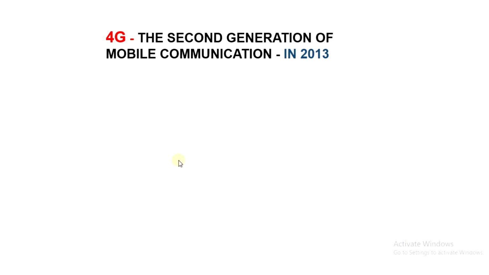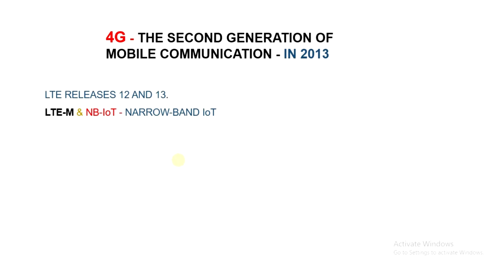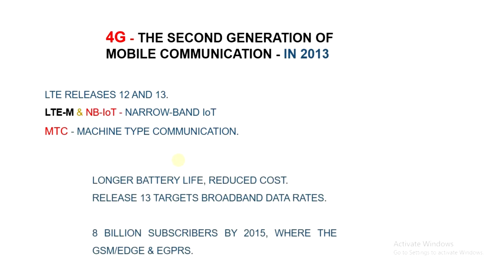Several features for the offloading of the backhaul and core networks were also defined. Further, in the LTE releases 12 and 13, new solutions known as LTE-M and Narrowband IoT, the NB-IoT, were introduced in order to support massive machine-type communication, the MTC, devices such as sensors and actuators. These solutions provided improvements in terms of extended coverage, longer battery life, and reduced cost.